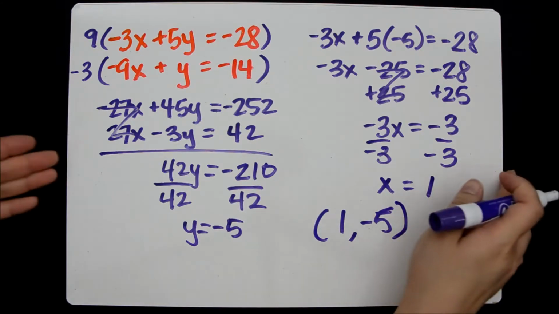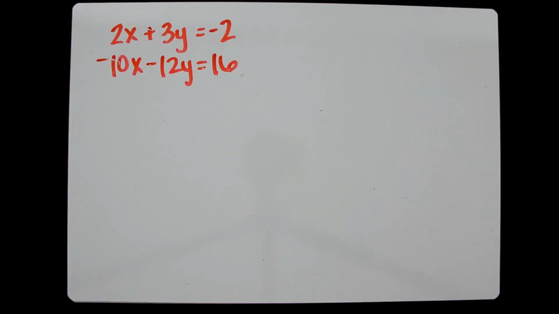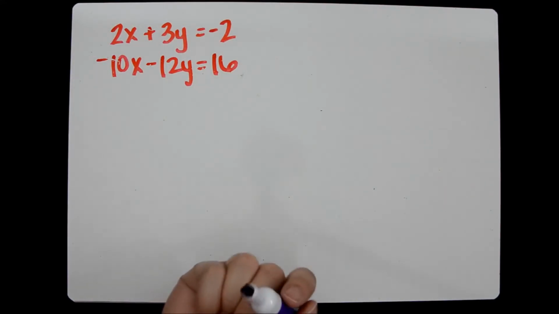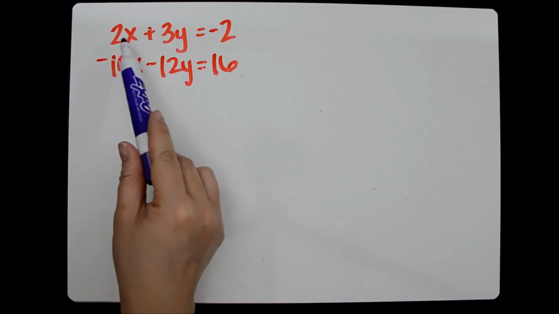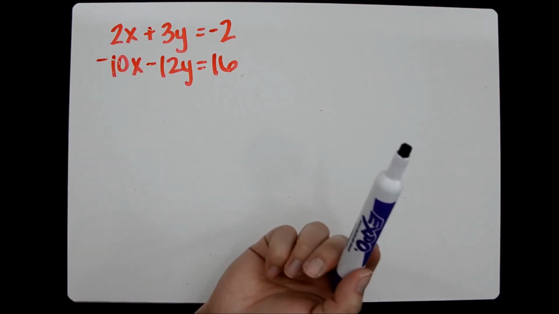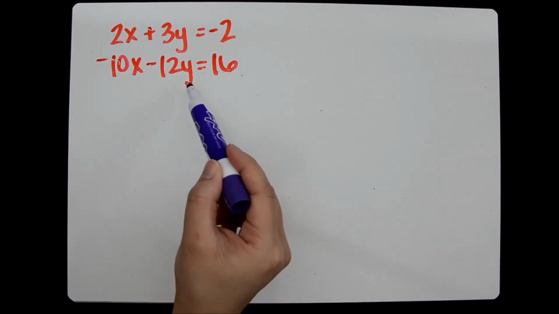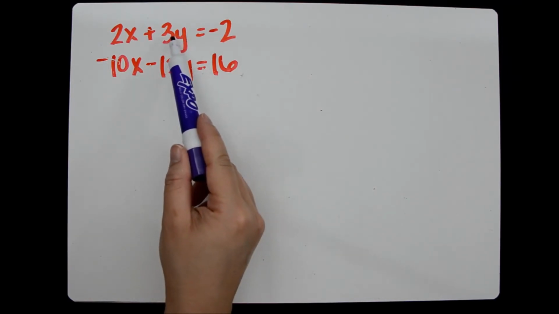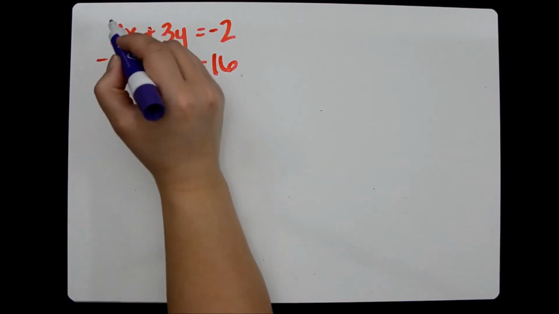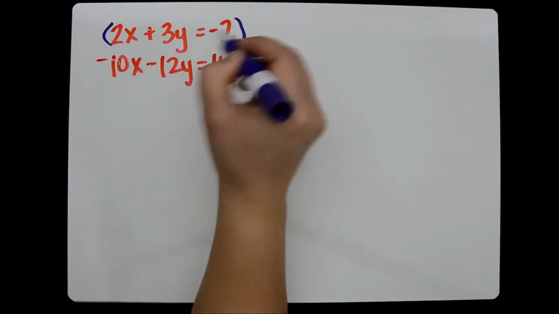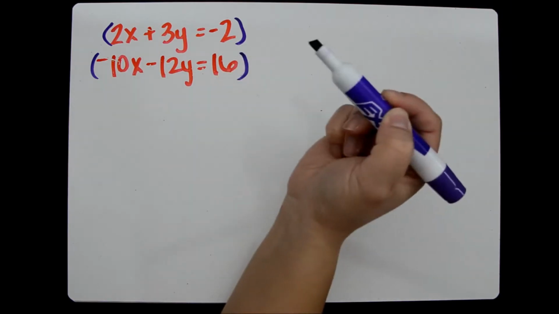Let's take a look at one more example. Here, looking at the equations, if I'm comfortable with least common multiple, I'd want my x's to become 10 and negative 10. And I would want my y's to become either positive 12 and negative 12, and that would eliminate. But again, my students are really struggling with the whole least common multiple idea. So I'm teaching them to just multiply against each other.